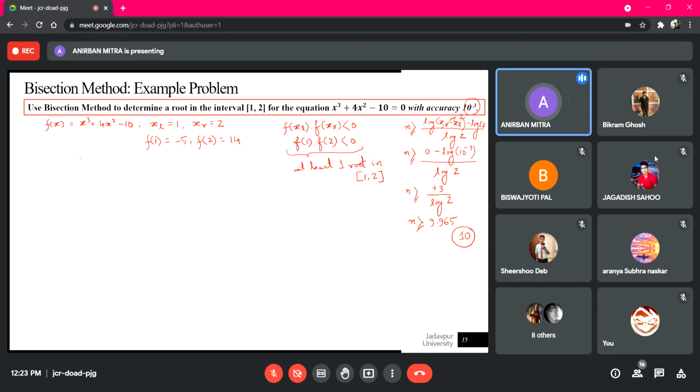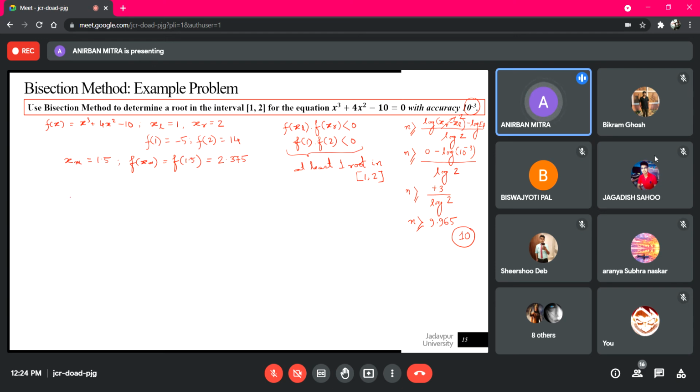Next, we have to calculate the midpoint of this interval, xm. This is going to be 1.5. And what is f of xm? That is f of 1.5. Let me see what is the value. This is 2.375.